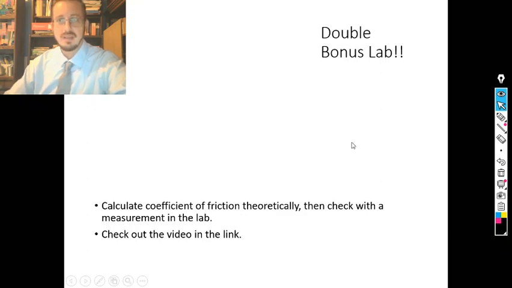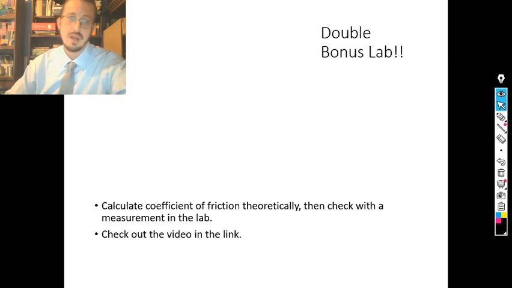And you guys are lucky enough to get a double bonus lab this week where, if you click on the video link, I'm going to show you how we can calculate the coefficient of friction theoretically, and then we'll be able to check that with a quick measurement that we can make in the lab, same time that we do our other friction lab this week.